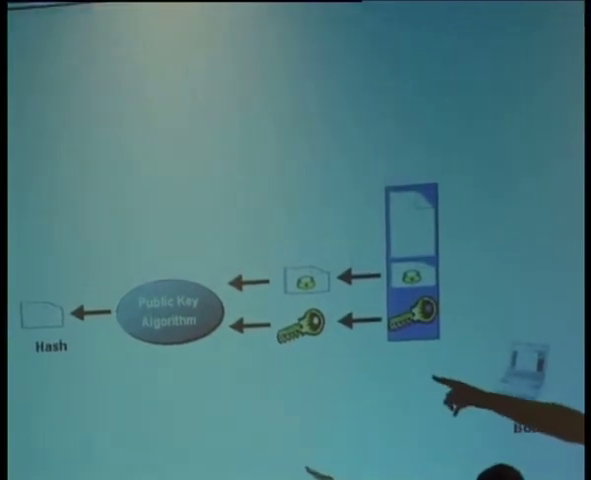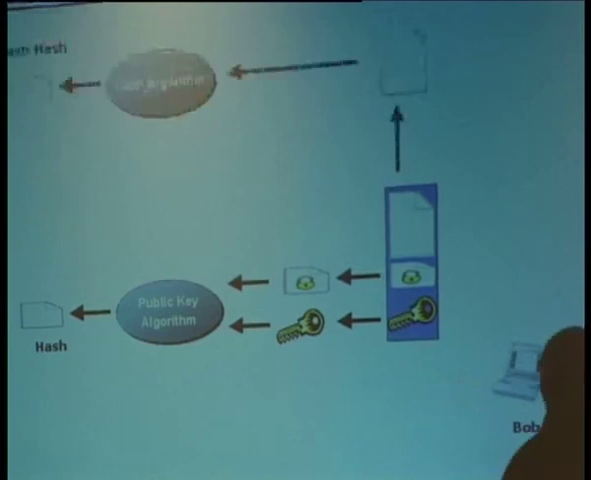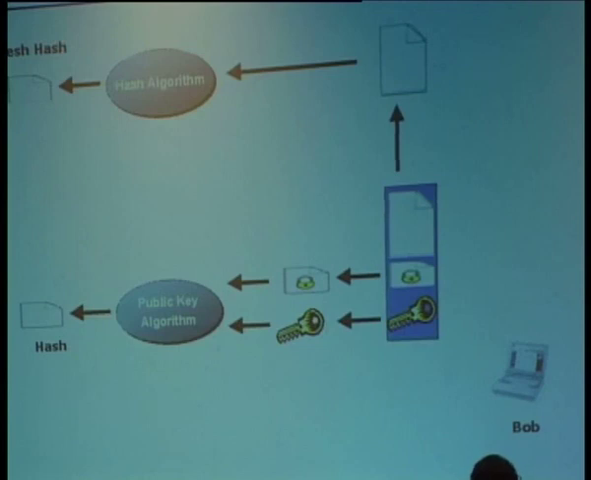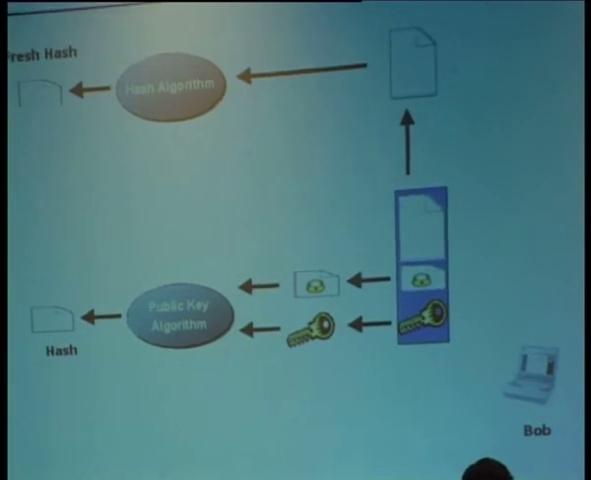On the left, we see the hash. Then he takes the document and calculates also the hash of the document. We call that the fresh hash. And now he has two hashes: the fresh hash, the hash he calculated of the document, and the hash Alice has sent him.